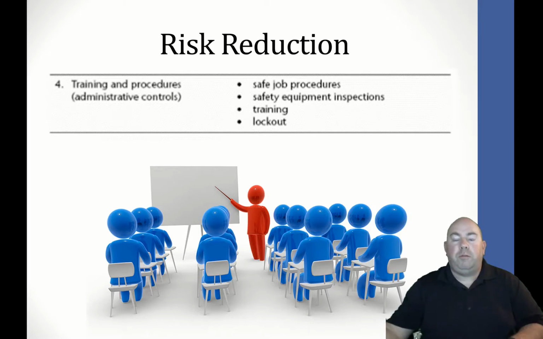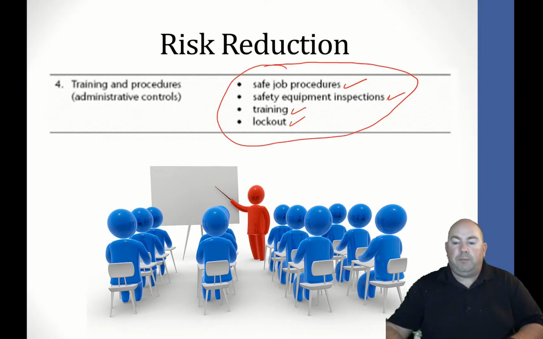This one here, training and procedures. We call this an administrative control. So basically doing training, having proper training on what those risks and hazards are. So training such as lockout training, just general training, safety equipment inspection, or safe job procedures. Having all these processes in place at an administrative level can be a way to reduce risks as well.